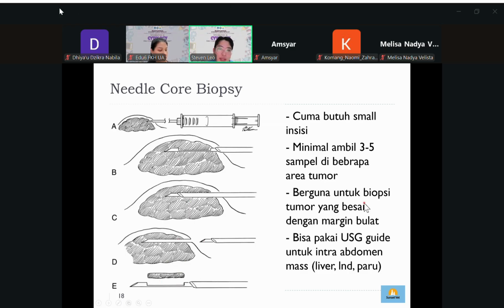Usually with this technique, let's say I want to get a good sample from the liver, the lymph node, or the lung. This needle core biopsy is very useful for round cell tumors, a round tumor that you can feel, not a flat one. For the needle core, it's better to take 3 to 5 samples in the area of the tumor.